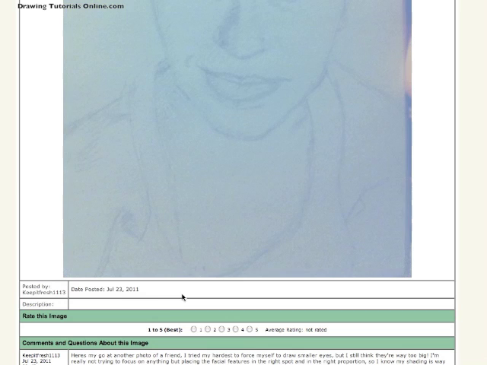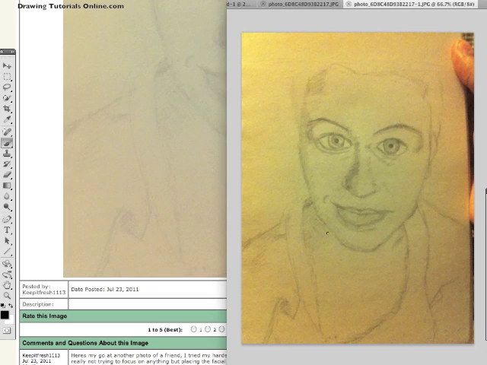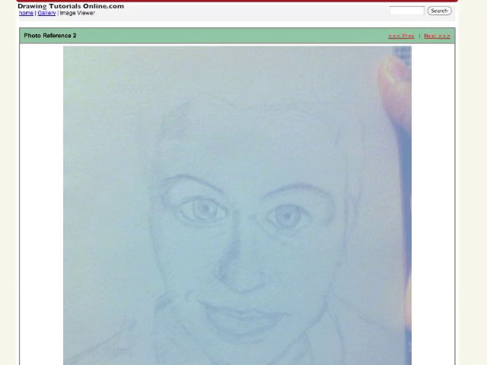Okay, here's my go at another photo of a friend. I tried my hardest to force myself to draw the eyes smaller, but I still think they are way too big. I'm really not trying to focus on anything but placing the facial features in the right spot. Okay, let's see. I cannot wait to see your friend.